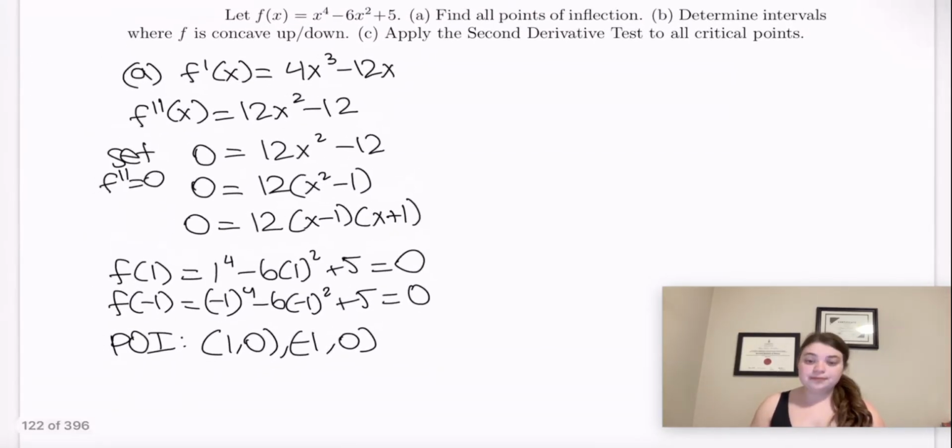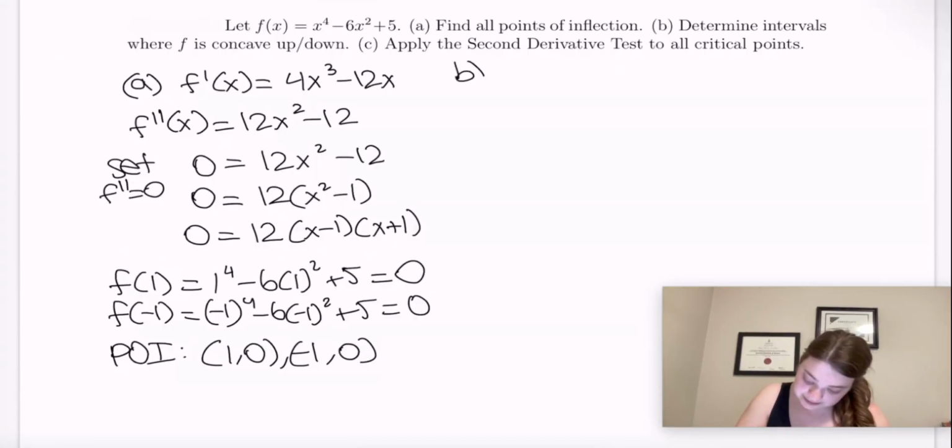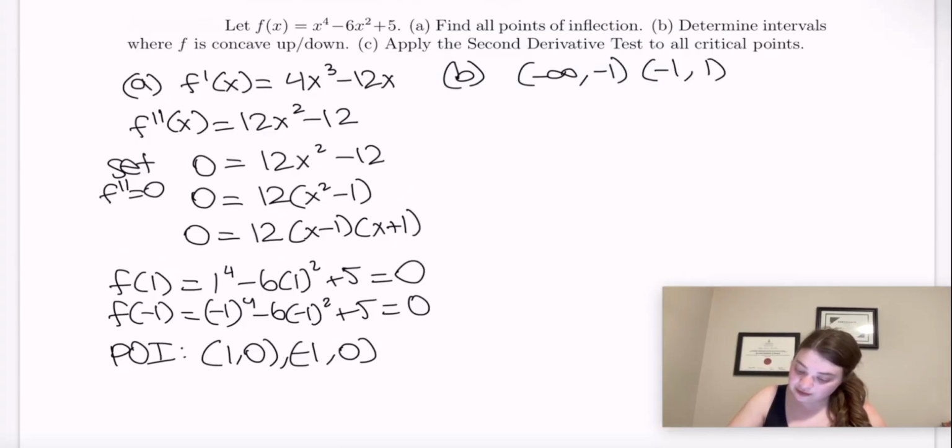Okay, part B says to determine the intervals where f is concave up or concave down. Okay, so the intervals are going to be with respect to x. So the thing is, we have a change in concavity at points of inflection at 1 and negative 1. Those are the x values of those changes. So therefore, I need to test from negative infinity up to negative 1, then from negative 1 to 1, and then from 1 to infinity. These are the three intervals that I must test for, okay?